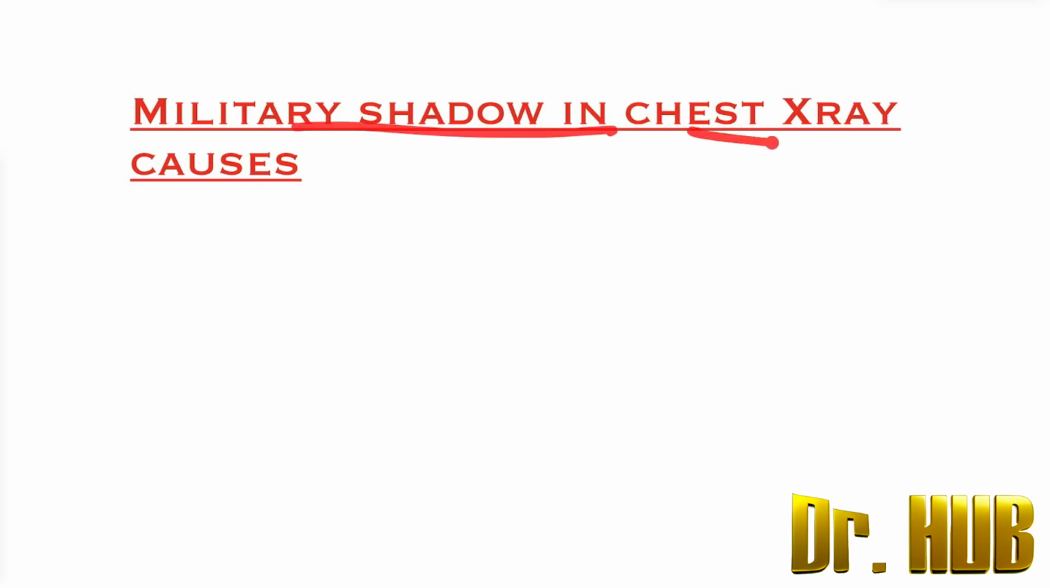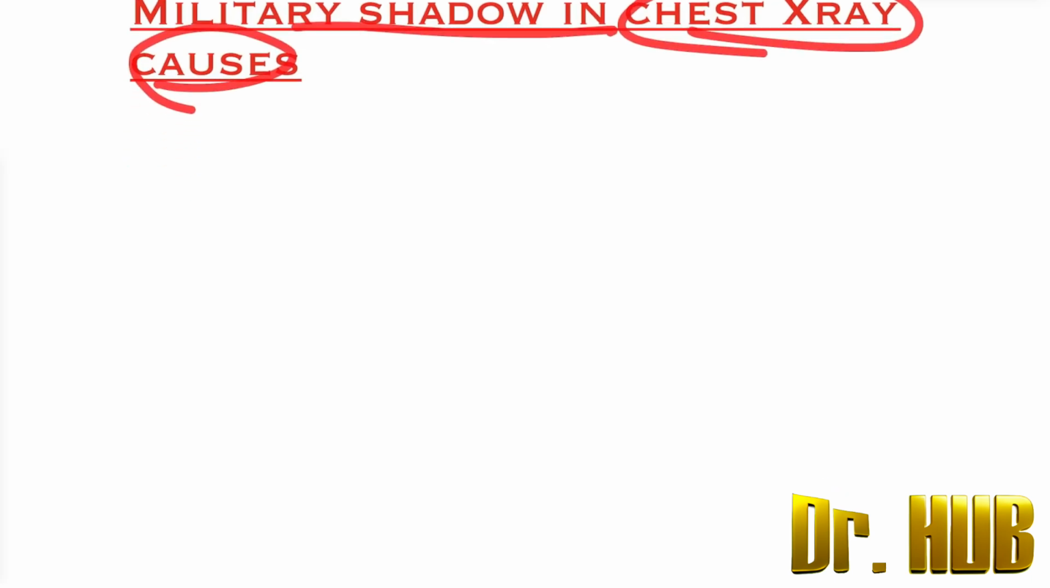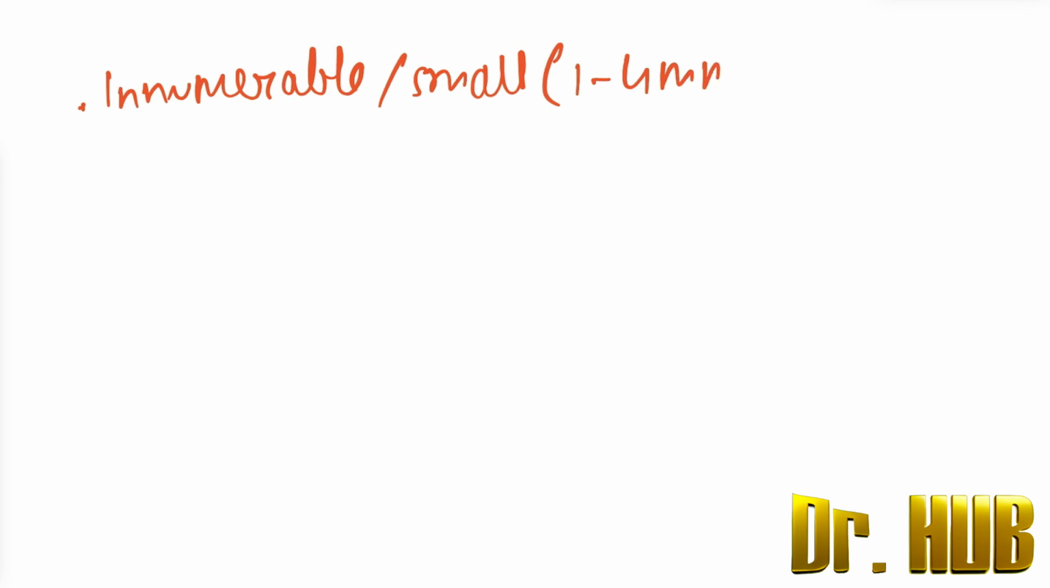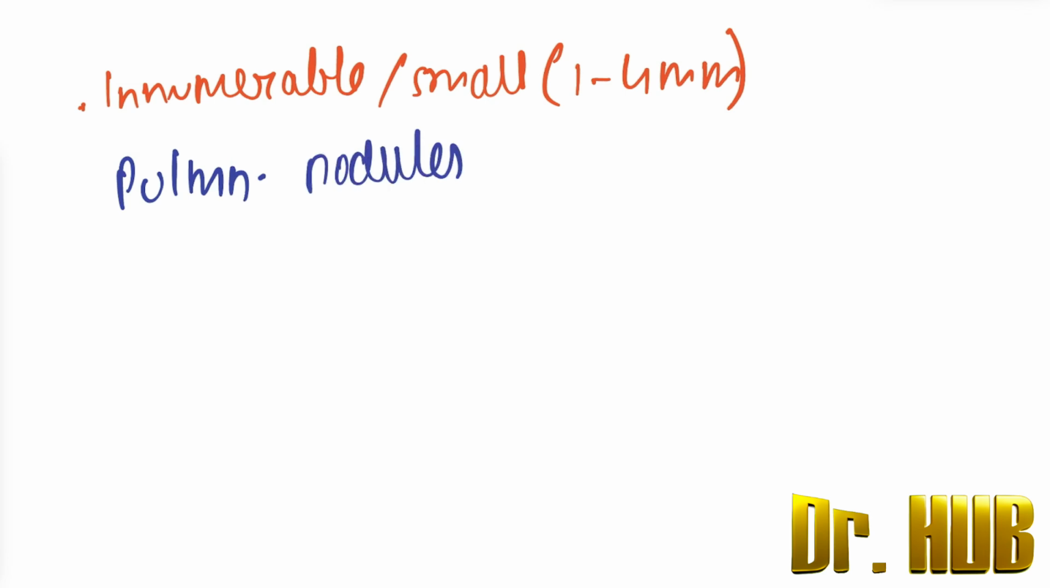Miliary shadow, which is seen on the chest X-ray, and we're looking at its causes. In terms of miliary shadow, they are innumerable and small. By small we mean about 1 to 4 mm, and they are nothing but pulmonary nodules, which are scattered throughout the lungs.